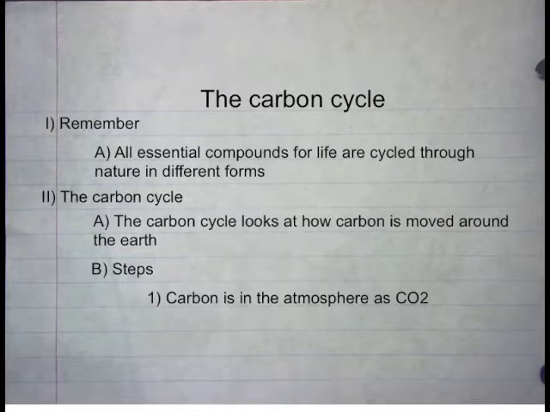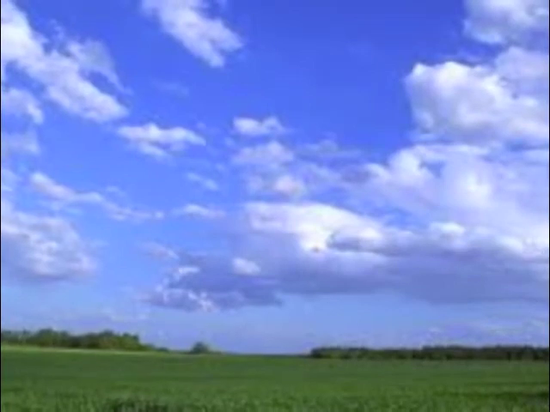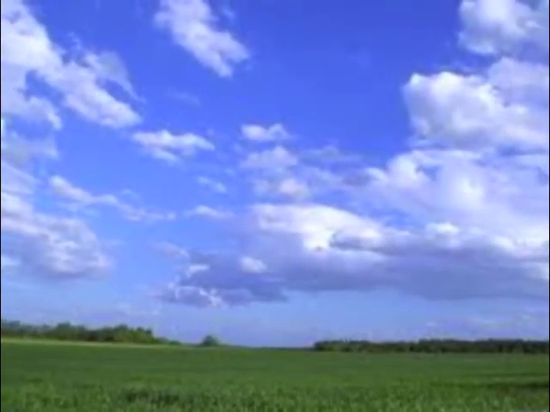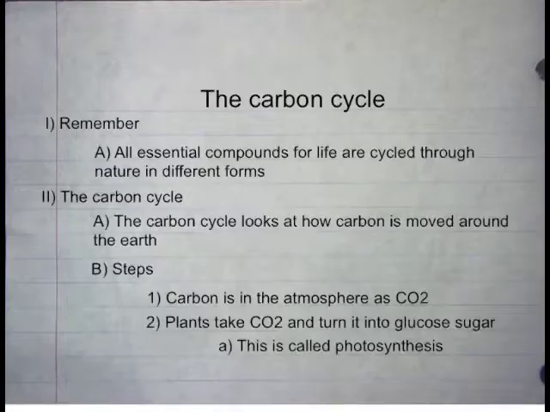Steps. First, carbon is in the atmosphere as CO2. Most carbon is in the atmosphere as CO2. It is removed into a usable form by plants in a process called photosynthesis. Plants take CO2 and turn it into glucose sugar. This is called photosynthesis.